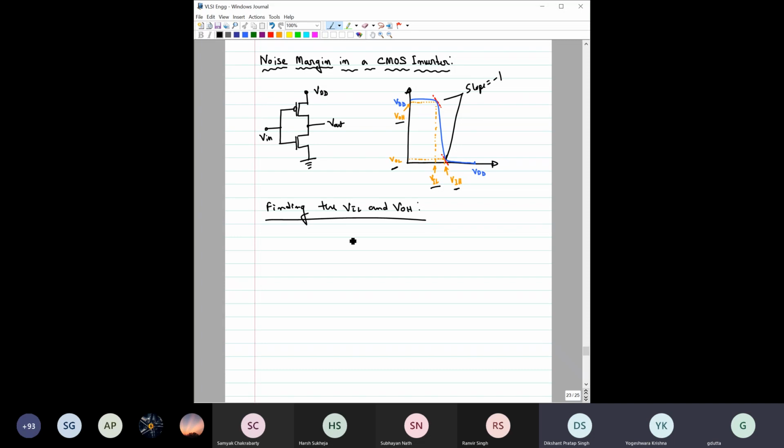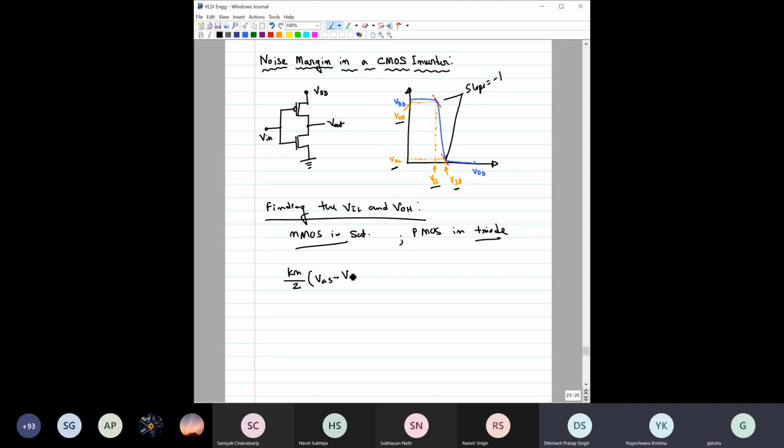Okay, so please tell me, how should we approach? For VIL, the NMOS is in saturation and PMOS is in linear, so we'll equate them. NMOS in saturation, PMOS in triode. You know the equations, so equate the equations. I will not do it completely.